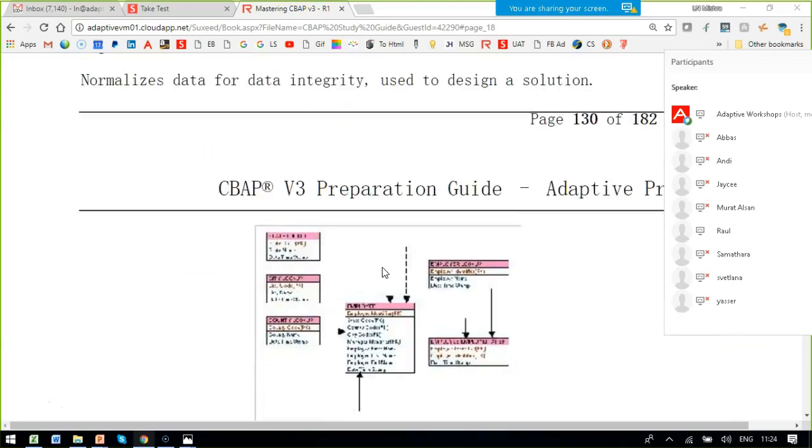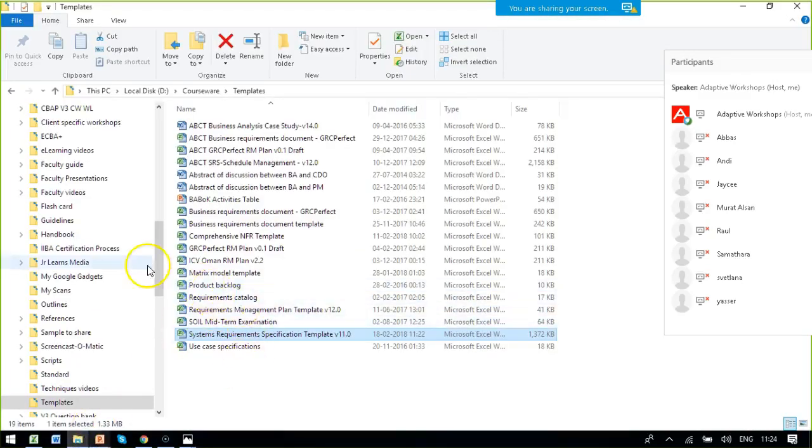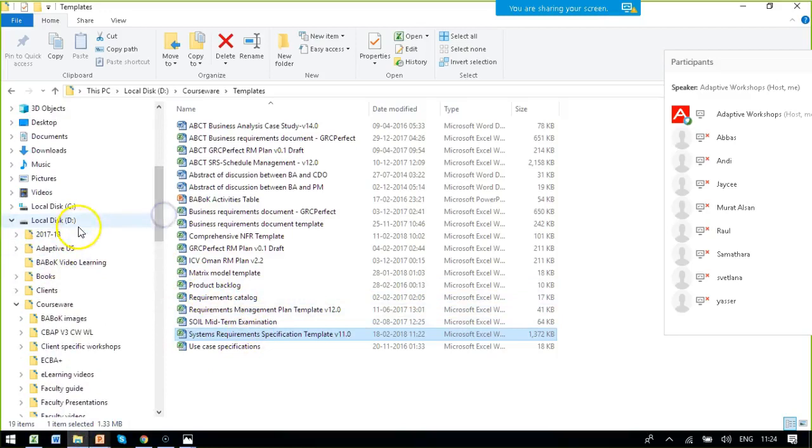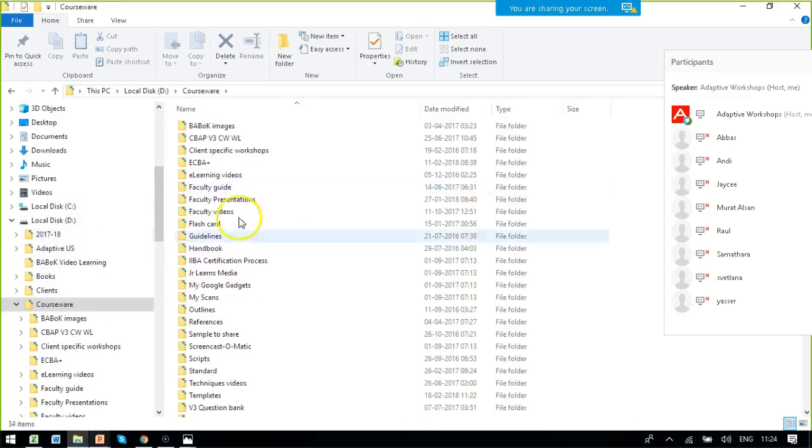Then conceptual data model I explained. The data model I would show you and probably explain a little bit more, especially using the class model. So give me a second. This is something that I want you guys to have a good look.